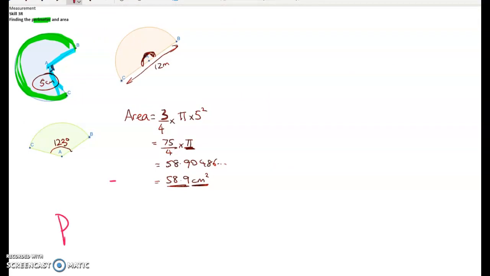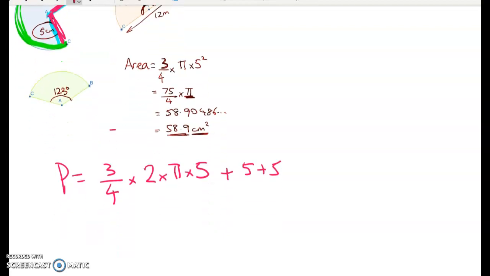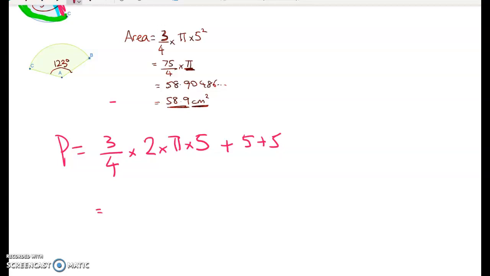What do we get? So the perimeter will be 3/4 of the whole perimeter, which is 2 times pi times 5, so 2 pi r, plus this straight bit and this straight bit. So plus 5 plus 5. So cleaning that up gives me this. We've got 3/4 times 2 times 5. So that's 30 over 4 times pi. Hopefully you're seeing how useful your fractions work from last year and this year have been. So 30 over 4 times pi plus 10.